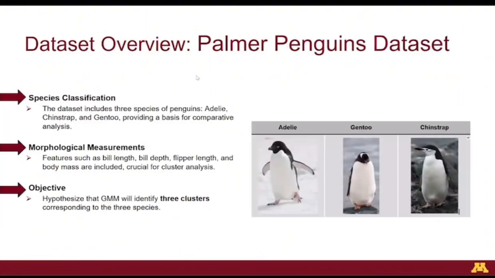And then now I'm going to go over the data set. So we used the Palmer Penguins data set. So for species classification, our data set included 3 penguin species, Adelie, Chinstrap, and Gentoo. And then some key features about our data set are the bill length, depth, flipper length, and body mass that we kind of looked into. And then the objective for using this data set is to apply GMM to identify 3 distinct clusters. And then we want to test GMM's ability to represent and separate biological variation.